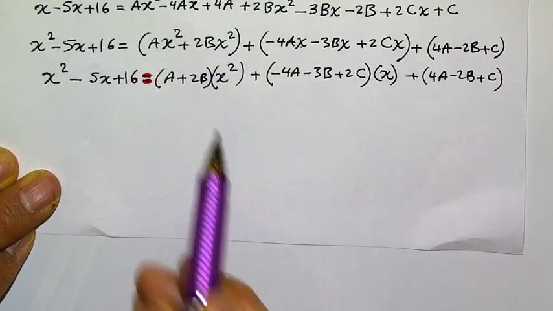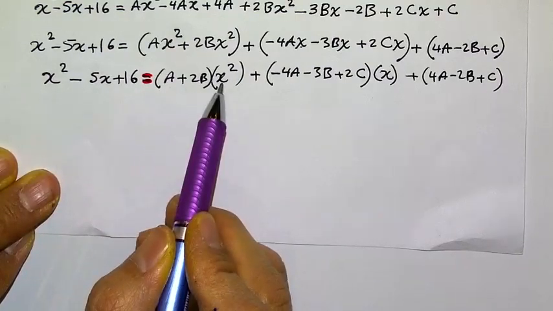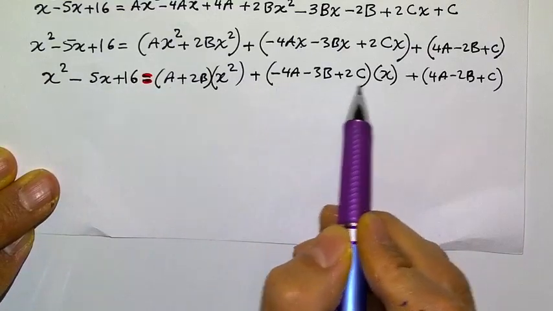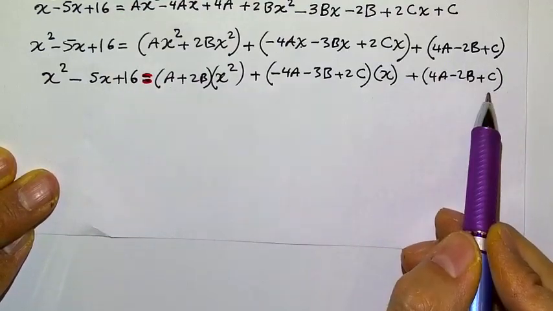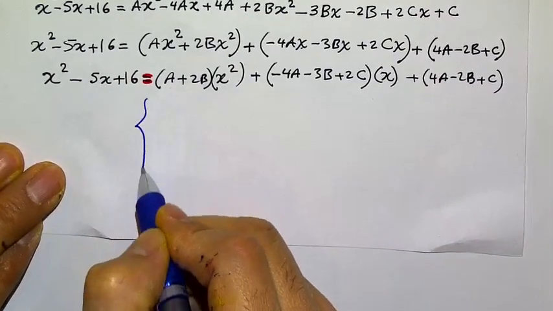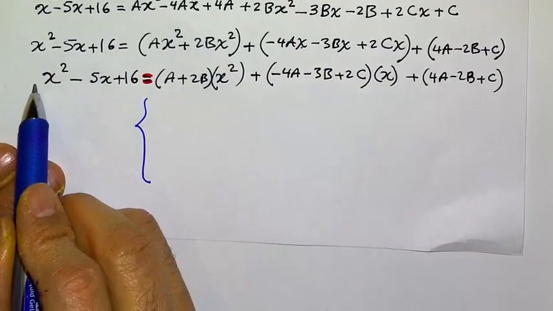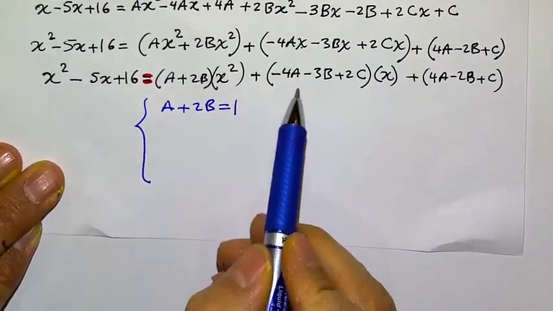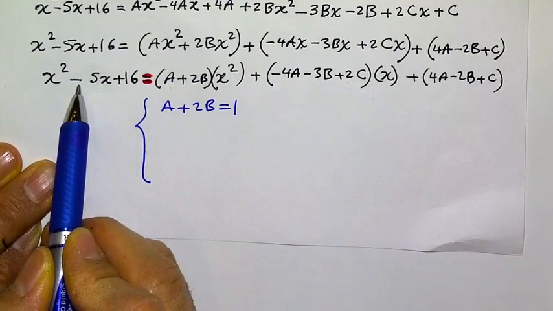If that's true, then the coefficient of the x squared on this side should be equal to the coefficient of the x squared on that side. The coefficient of the x on this side should be equal to the coefficient of the x on that side. And the constant on this side should be equal to the constant on that side. So this is how we set up the system. So we say, based on that discussion, a plus 2b must be equal to positive 1. Then all of this, minus 4a minus 3b plus 2c, must be equal to minus 5, right?